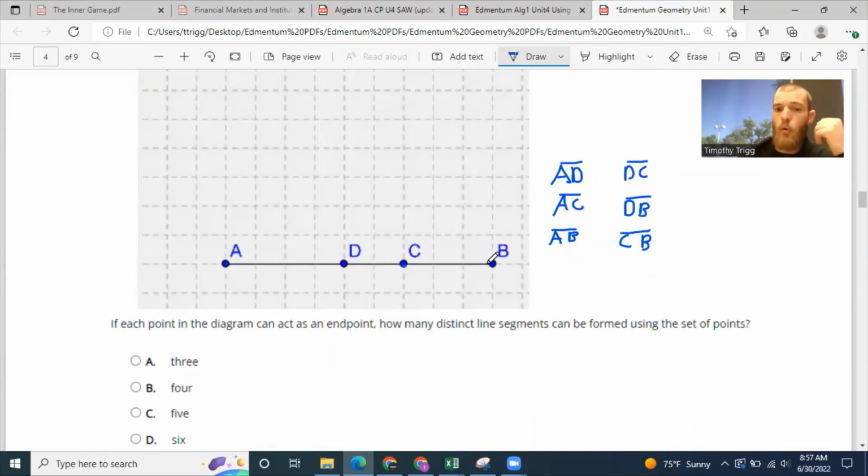Now, one thing to keep in mind is, notice I said AD for this first line segment. Well, you could also call it DA. So segment AD is the same as segment DA, the same segment. So you don't have to list it twice.